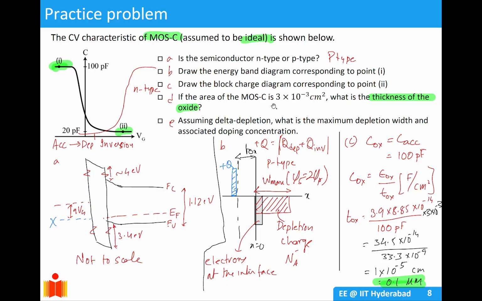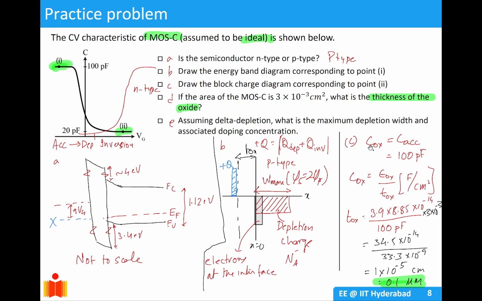If the area of the MOS capacitor is 3 into 10 power minus 3 per centimeter square, what is the thickness of the oxide? So we know that in accumulation the capacitance is equal to your Cox. So your Cox is 100 picofarad. It's not per centimeter square, so it's 100 picofarads.